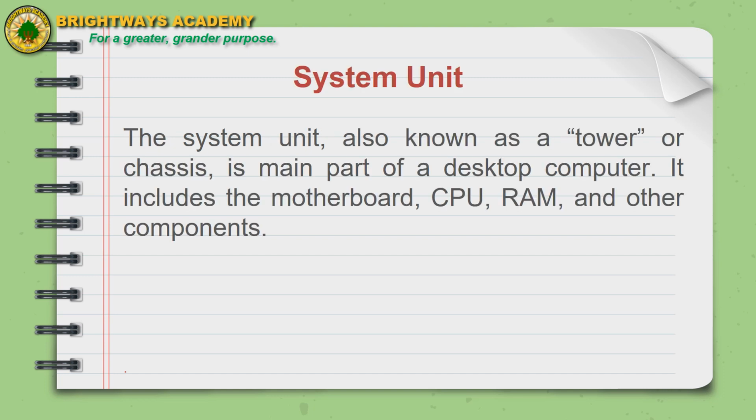So what is a system unit? High school, the system unit, also known as the tower or chassis, is the main part of a desktop computer. It includes the motherboard, CPU, RAM, and other components.